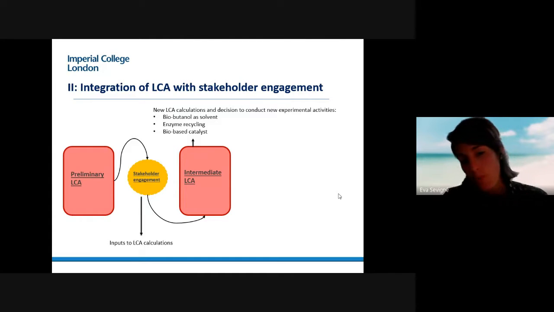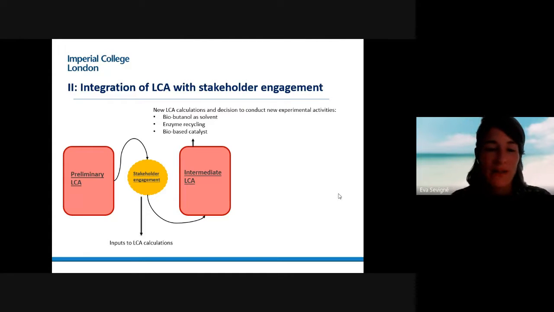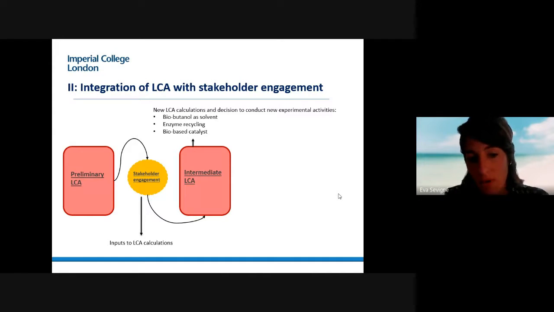So we are in the intermediate part of the process. We started with a preliminary LCA based only on inputs from the experimental activities and literature review. After we conducted these interviews with the stakeholders, we had some feedback that we included in a new calculation of the LCA. And at the annual meeting that we have with the partners, we presented the results of the intermediate LCA, and we discussed and agreed to conduct additional experimental activities, basically to evaluate three different things.